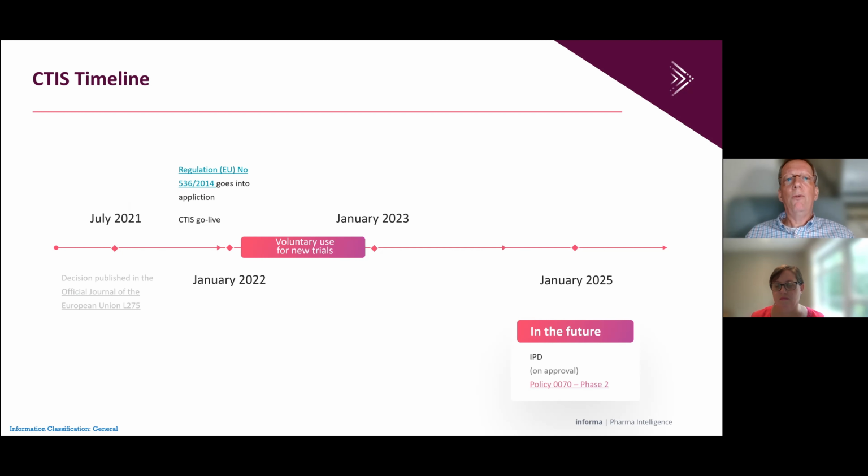3 years after the application of the EU Clinical Trial Regulation, all trials that are currently still in the EudraCT system, if they are still ongoing and active, must be migrated to the new application. So that's in January of 2025. All ongoing trials must then be migrated and continue to be processed through the CTIS system. Sometime in the future, we're also looking at the implementation of phase 2 of Policy 70, which will require the disclosure of individual patient data, anonymized, but it's not clear when or how that's going to happen.